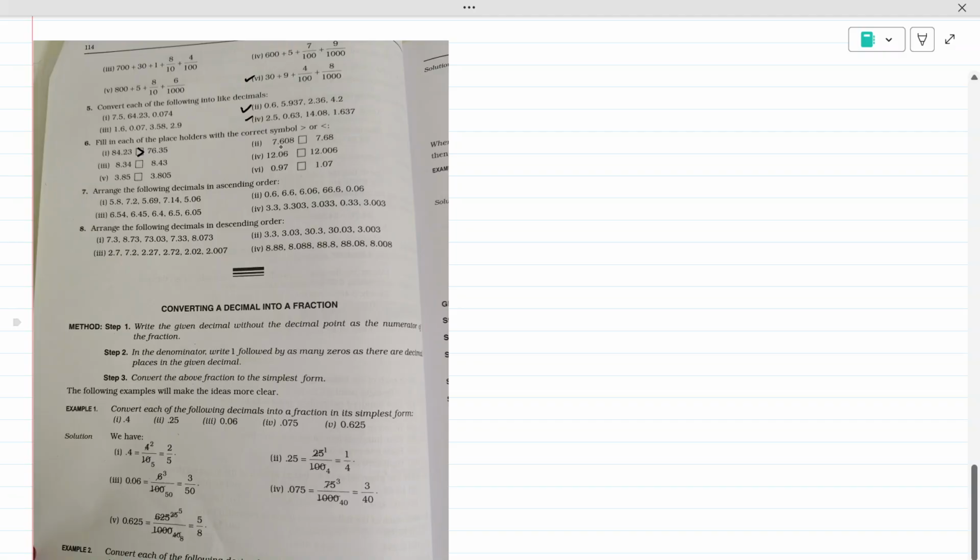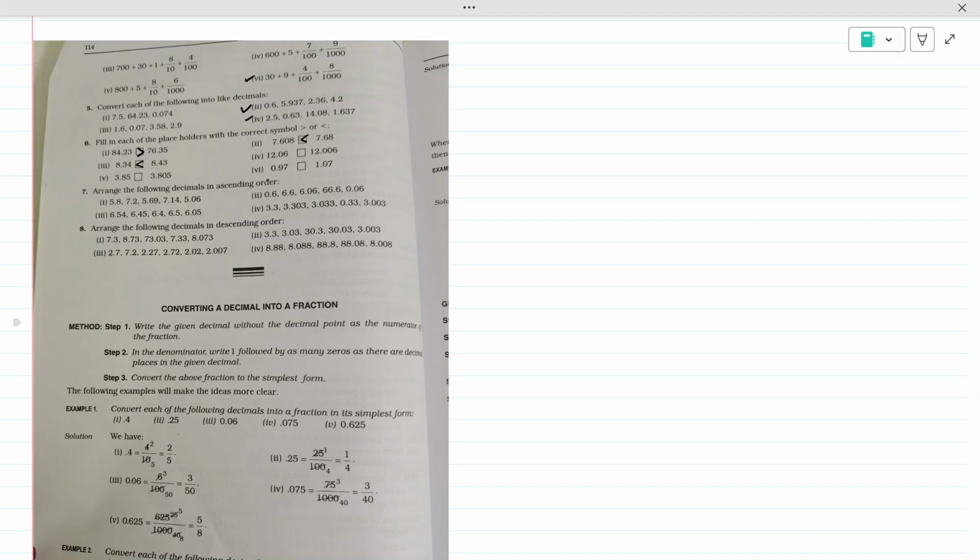And the second one, we have 7.608 and 7.68. The whole number, 7, is the same. Then we will move to tenth part, which is 6 here and 6 here. Again, they are same. So we will again move to the next part, which is at hundredth place. So here we have 0 at the hundredth place. Here we have 8. So 8 is greater than 0. So this number is greater. Similarly, 8.34, 8.43. 8 is same, and we will compare the number at tenth place, which is 3 and 4 here. 4 is greater, this is greater.